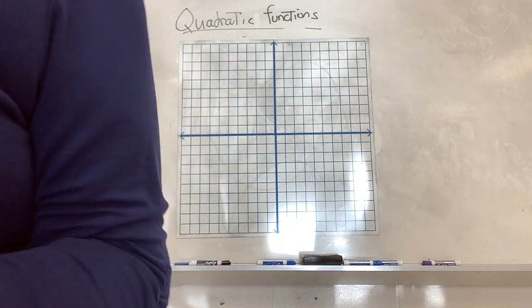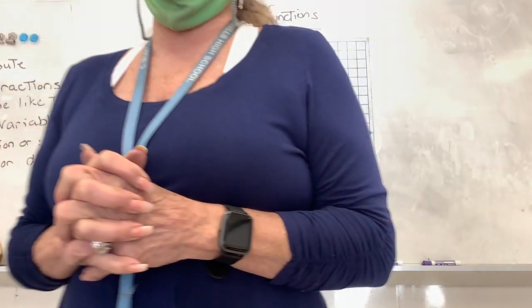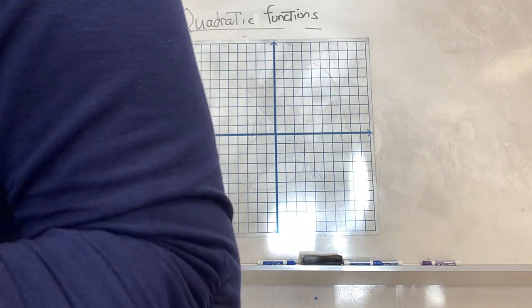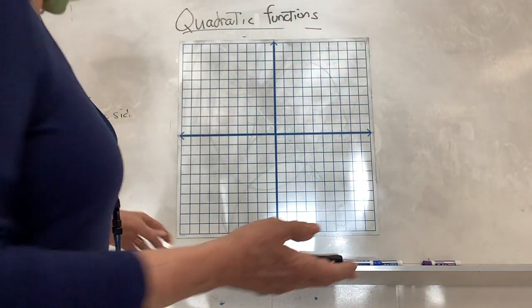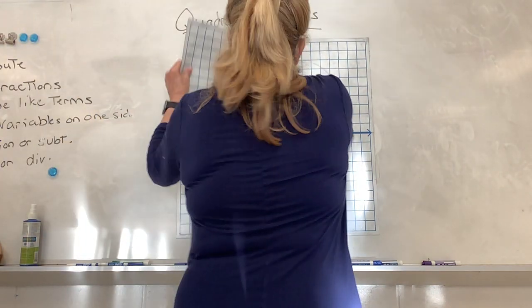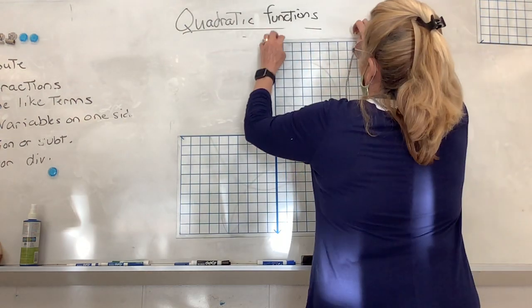On this first problem, it says find the vertex, axis of symmetry, and all that other stuff, which we're not going to do, of this particular graph. So let's look at that first problem.